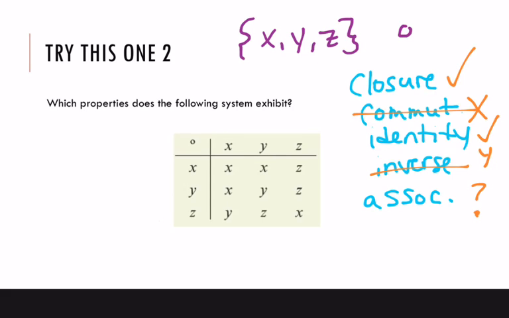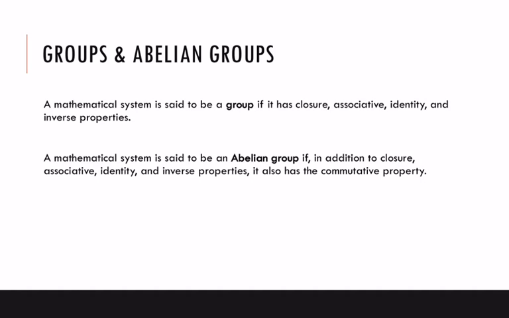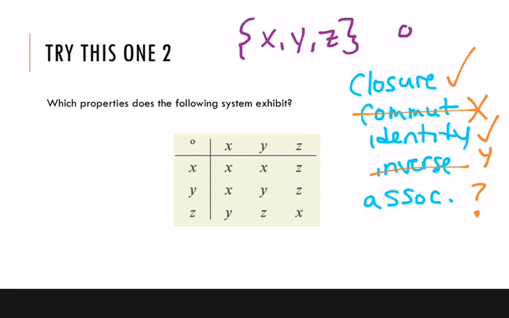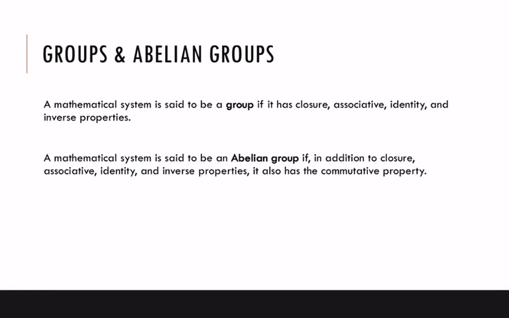All right, so that concludes that example. And groups, this is the second part of the section. All right, what is a group? Well, a mathematical system that has some of these certain properties is said to be a group. So not all of them are. For example, the one we just looked at, this is not a group. It doesn't have the inverse property. Okay, but a math system is a group if it has closure, associative, identity, and inverse properties.